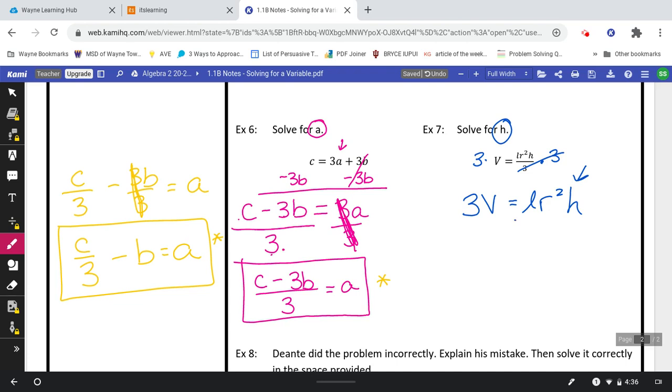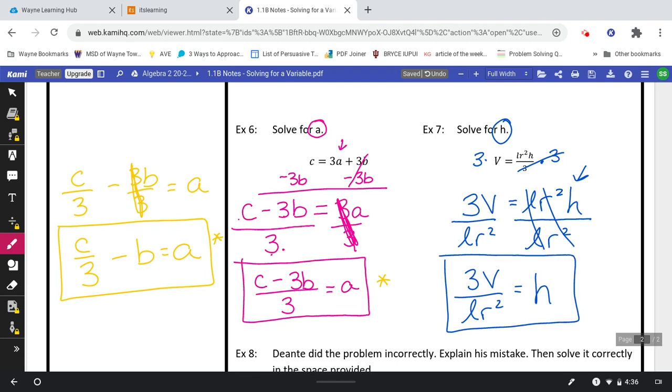Your last step is to divide by l r squared on both sides. The l's cancel, the r squareds cancel, and I'm just left with h. On this side, I have 3v over l r squared. And there's my final answer. h is solved for because h is by itself on one side of the equal sign.